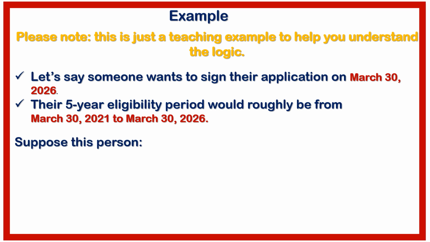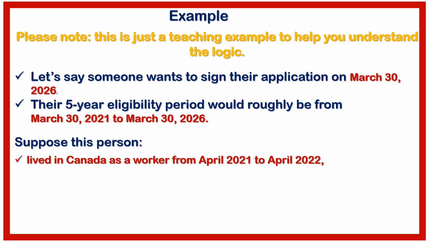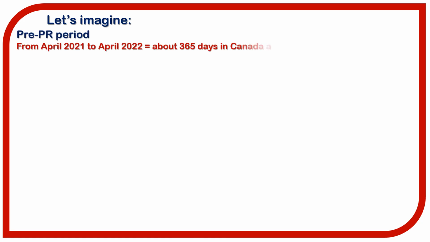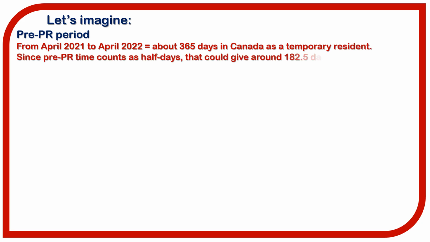Suppose this person lived in Canada as a worker from April 2021 to April 2022, became a permanent resident in May 2022, and then lived in Canada continuously except for some trips abroad. Let's imagine the pre-PR period from April 2021 to April 2022 equals about 365 days in Canada as a temporary resident. Since pre-PR time counts as half days, that could give around 182.5 days of credit.